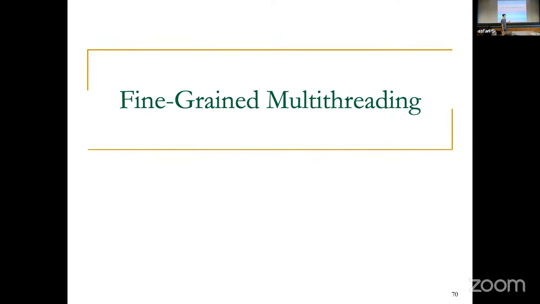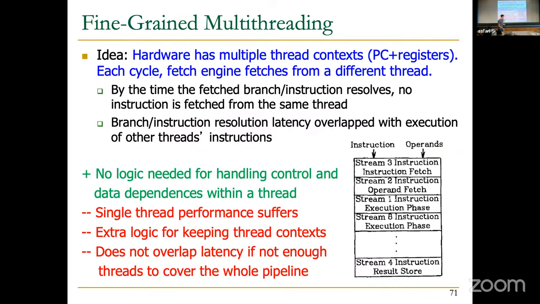But what is fine-grained multithreading? You are probably already familiar with it. It's a hardware technique to hide latencies in the pipeline. We have a pipeline with multiple stages. You have studied pipeline data paths, right?